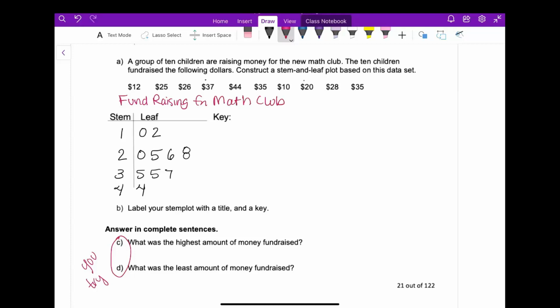We're going to have a key. You can grab any number that you like. I usually like to pick something that's kind of separated, so it helps a reader a little bit more. So I'm going to do 2 vertical line and 5 means 25. And if you're talking about money, we can be more specific and say $25. All done. Great. I'll give you the opportunity to try C and D.